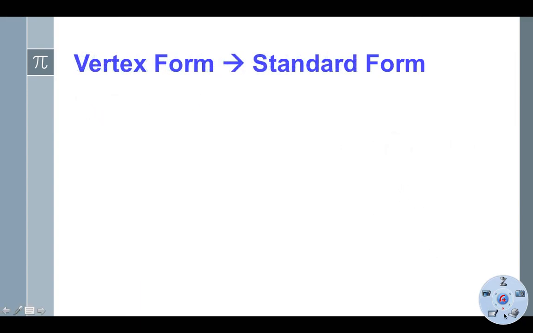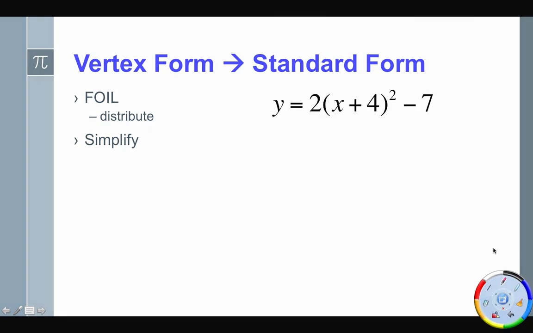All right, what if we wanted to go the other direction? The other direction is actually, I think, a lot easier. This is starting with the FOIL method and distribute if necessary, and then simplify. So this is our problem: we have 2 times the quantity x plus 4 squared, minus 7. If we were to expand this, you have to remember that this squared means multiplied by itself twice.